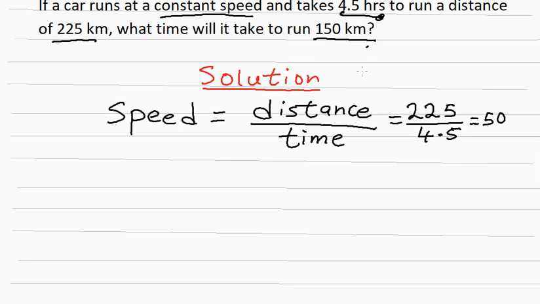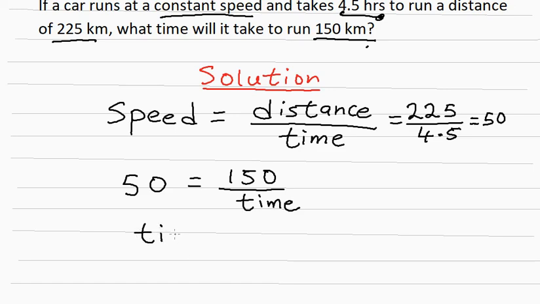So we've gotten the speed now. We apply the formula. Remember, speed being 50 kilometers per hour is equal to the distance, which of course is 150, divided by the time. So time now will be equal to 150 all over 50. So as you can see, that should be 3 hours.